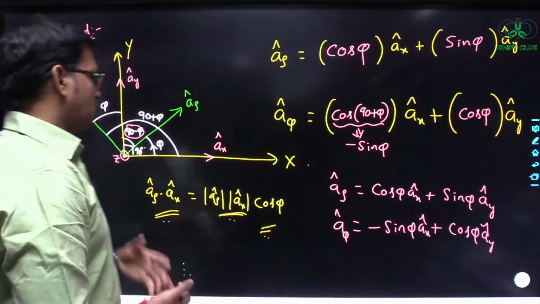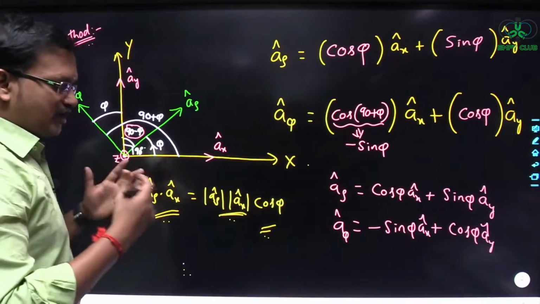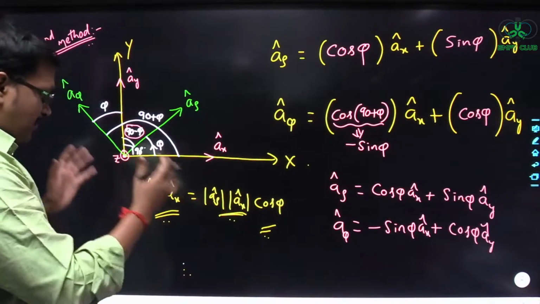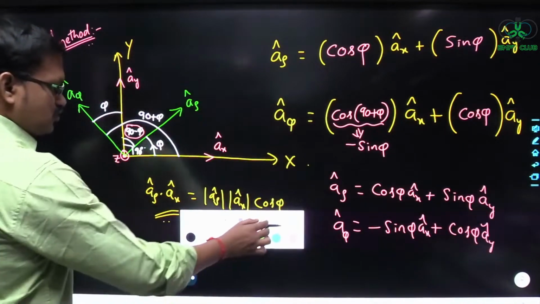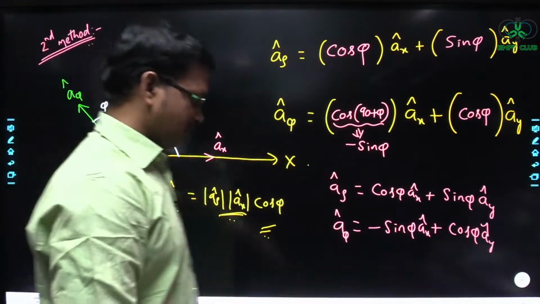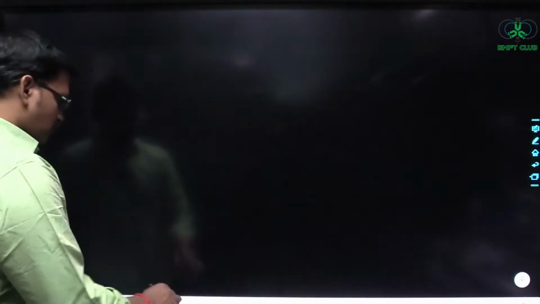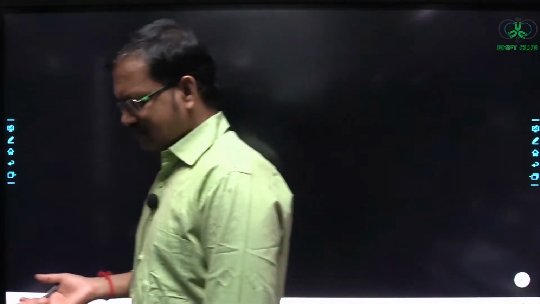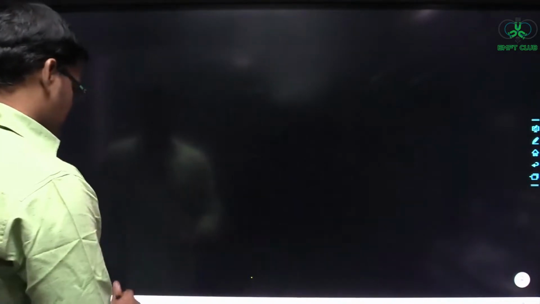So you have to analyze each and everything here. Your thought process has to develop. Understood? That's why I am explaining all these things. So I hope it is crystal clear. Then next. So we have seen how to represent this a rho cap and a phi cap. So az cap is the same as az cap only.